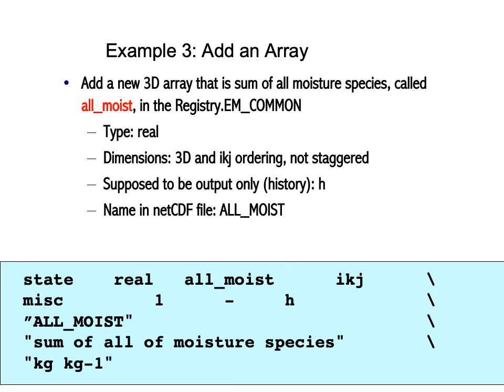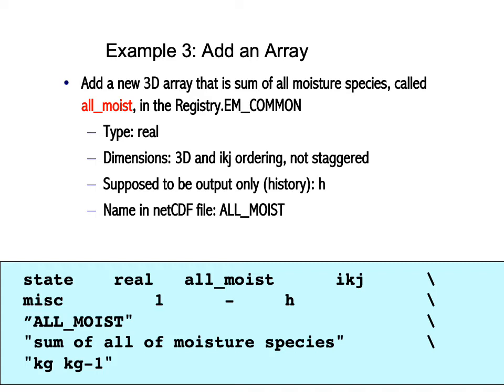All right, so the variable that we would like to add is a sum of all of the moisture species. And we're going to call our variable allMoist. We're going to add that into registry.emCommon. This is a real variable, so we set that type to real. The name of the variable inside of the model is going to be all_moist. It is a 3D array with IKJ ordering. That's the way that all of the 3D arrays in the WRF model are handled.